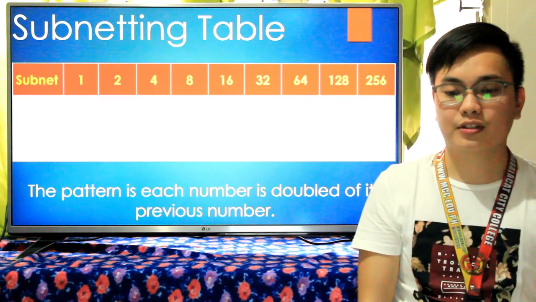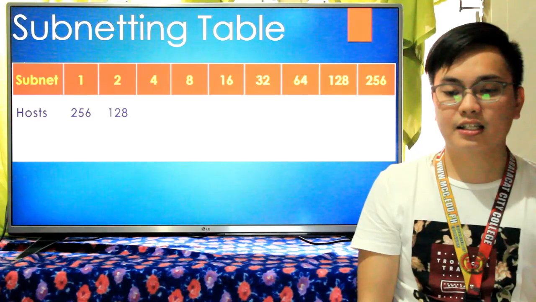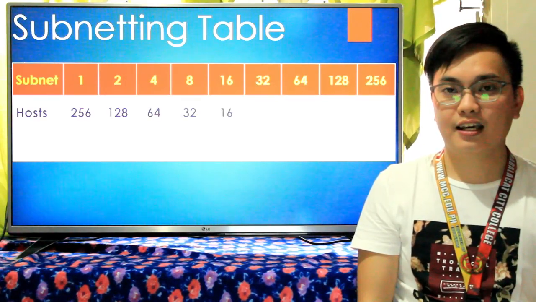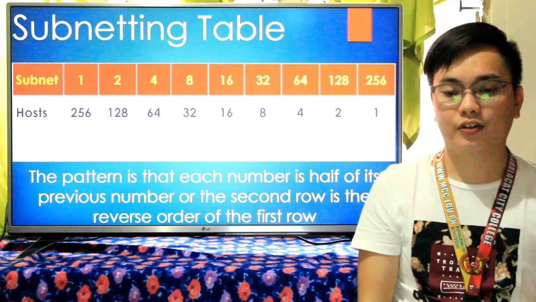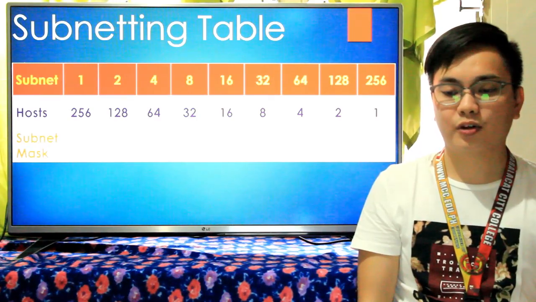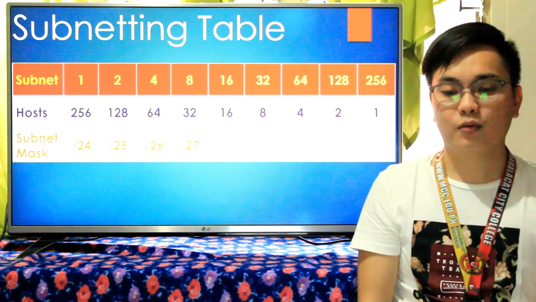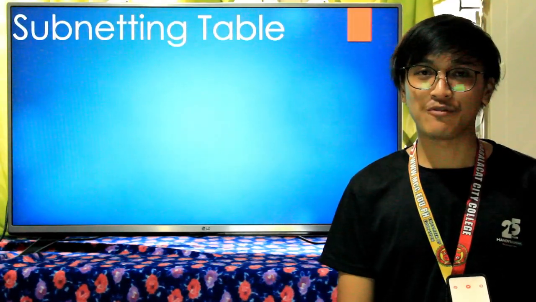The second row is host, which tells the number of total host IDs for each new subnet. Start with 256, then 128, 64, 32, 16, 8, 4, 2, and 1. The pattern is that each number is half of its previous number, or the second row is the reverse order of the first row. The third row is the subnet mask, which we write in shorthand format starting with 24, 25, 26, 27, 28, 29, 30, 31, and 32. That is the subnetting table reference.